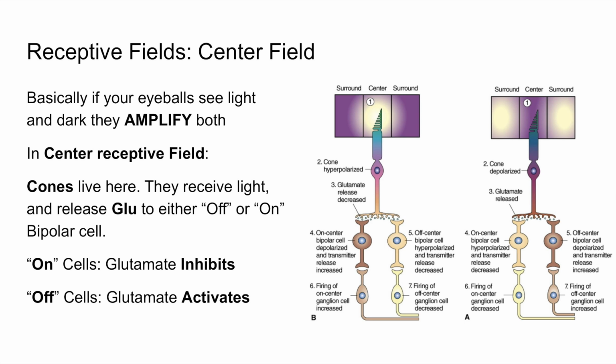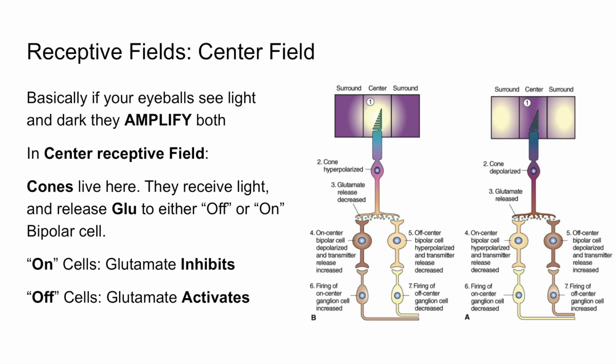In contrast, off-center bipolar cells are activated by glutamate. So when light reduces glutamate, they lose activation and their downstream ganglion cells decrease firing. So same stimulus, opposite effects. So flip the condition to darkness and everything just reverses. So more glutamate is released, which suppresses on-center cells and activates off-center cells. So the system is always comparing increasing versus decreasing in light rather than just reporting light is present.